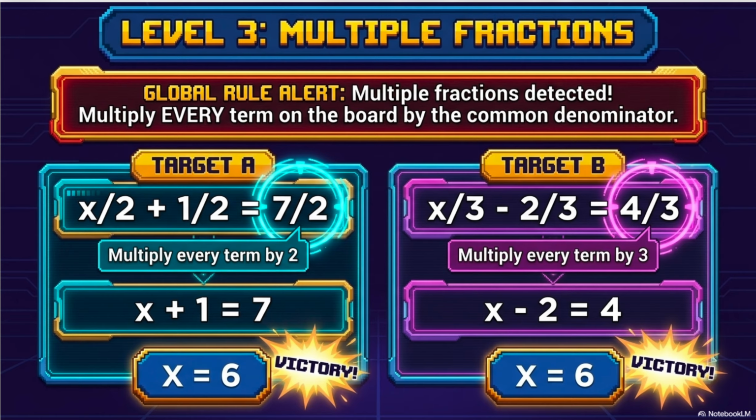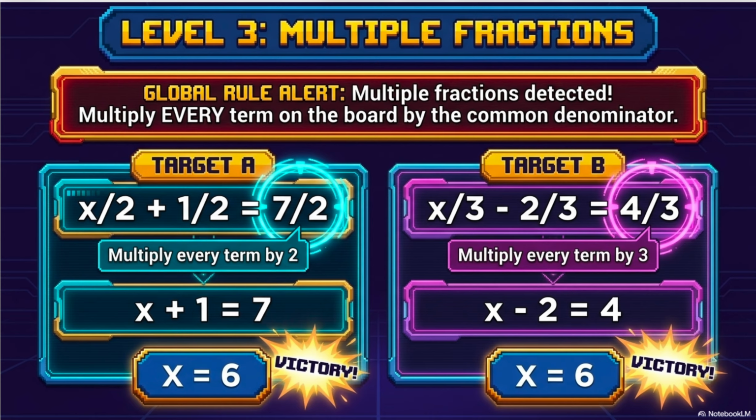Now we have multiple fractions. So this is where the LCD rule really becomes important. On the left example, x over 2 plus 1 over 2 equals 7 over 2. Since the denominators are 2, I multiply every term by 2. That gives me x plus 1 equals 7, and then subtracting 1 gives x equals 6.